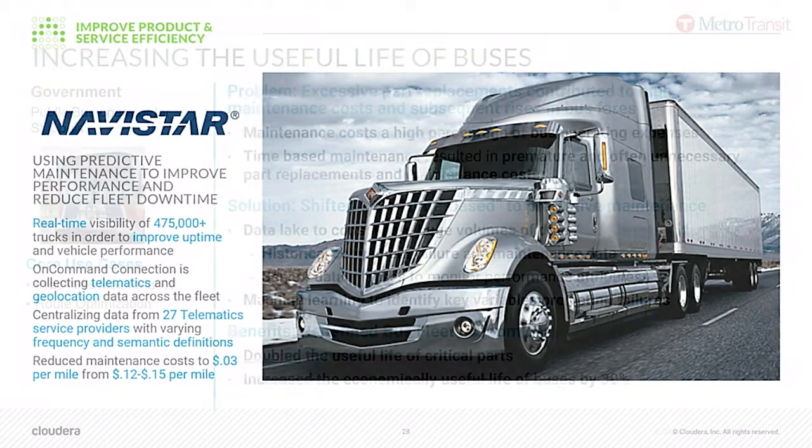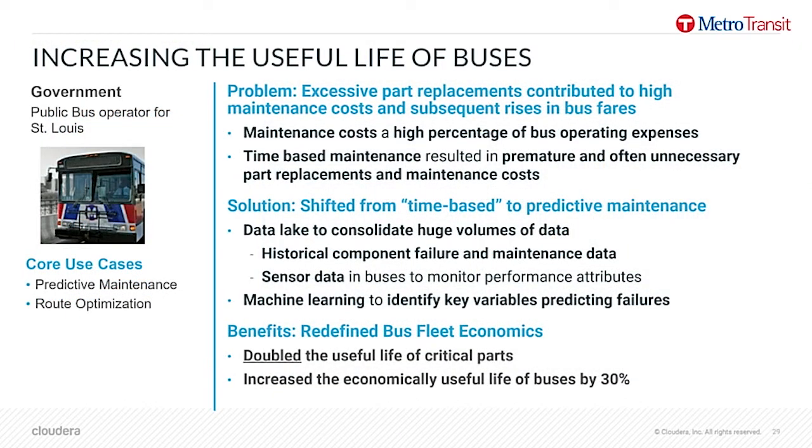Here's an even better example of this. It's an old example, but it really speaks well. This is Metro Transit, basically the St. Louis bus company. They're the public agency that runs the buses. They had a lot of old buses that they had to eventually replace because it was so expensive to maintain them using time-based maintenance. And what they said is, let's get away from that.